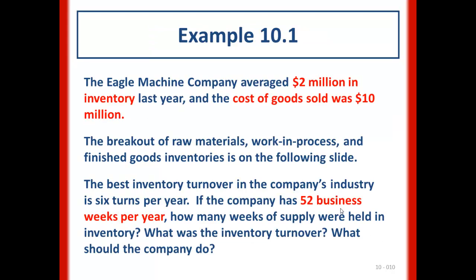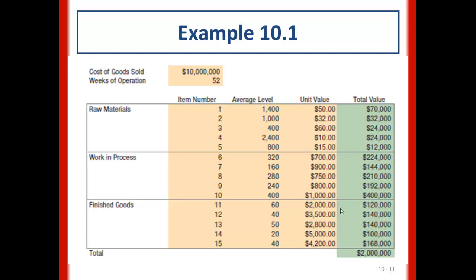Look at this example. Eagle Machine Company has inventory on average of $2 million, and annually the organization sells $10 million. The breakdown of items of inventory is in this picture. For each item, when you multiply quantity with the unit cost, you will get the total cost of each item, added all together to get average inventory per year. In this case, it's $2 million.